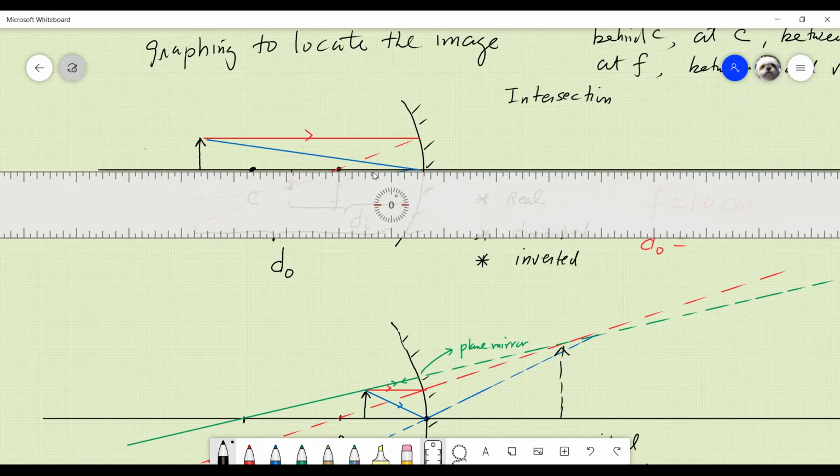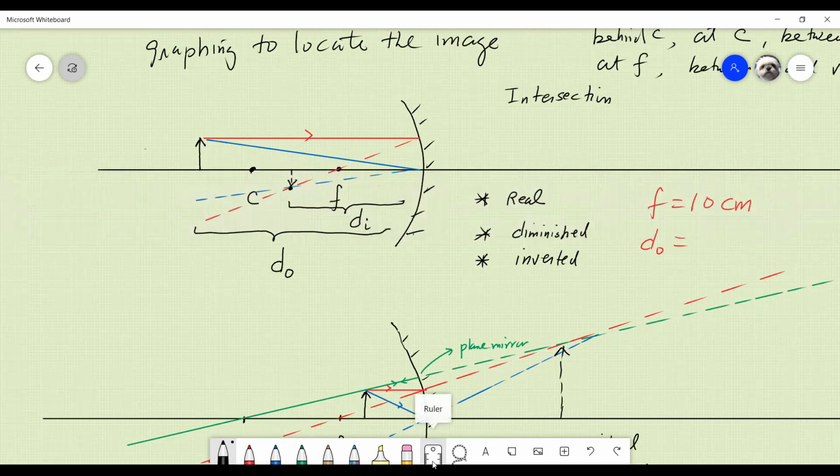Okay, you can say 1, 2, 3, 4, 5, 10. So I would say that will be 27 or 26. Good. Make sense? Yes, it does.